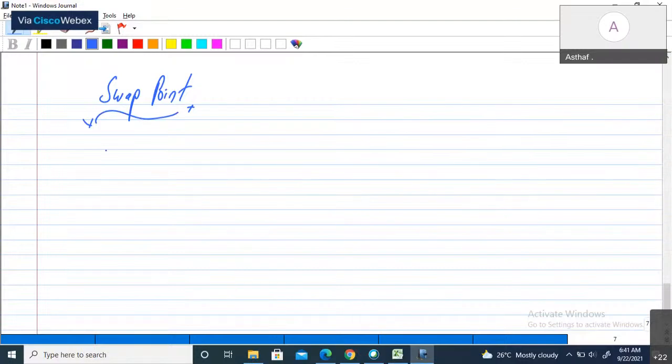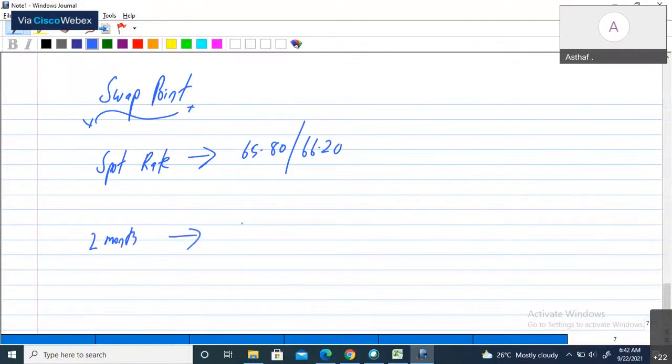See, let us discuss your spot rate. They will give your spot rate, mentioned as 65.8 bar 66, and the question will say 2 month 10 bar 20. Spot rate will be mentioned. This is what is called the 2 month forward rate.